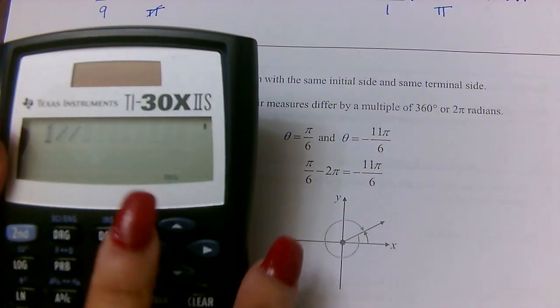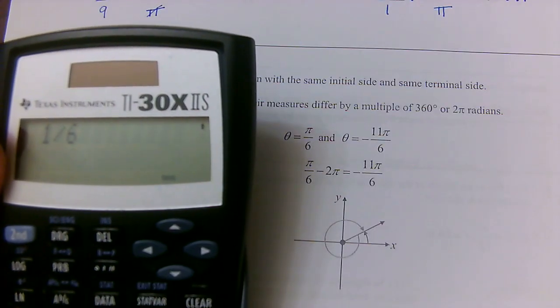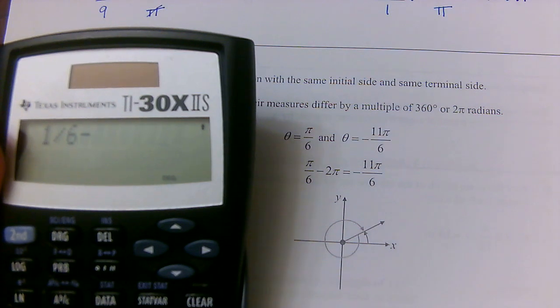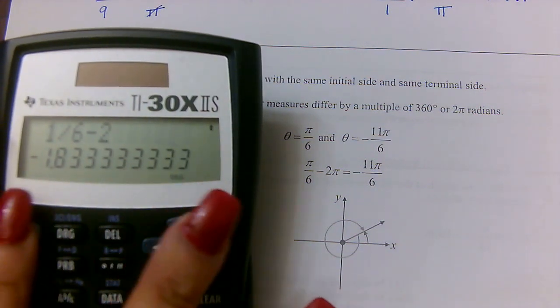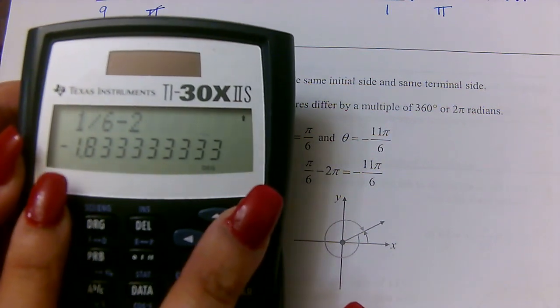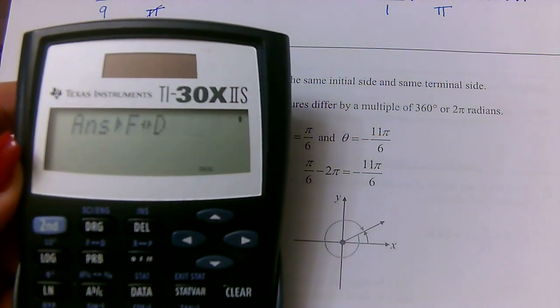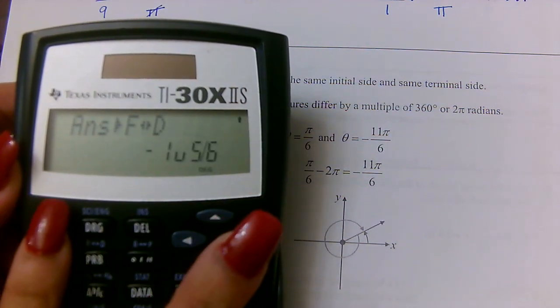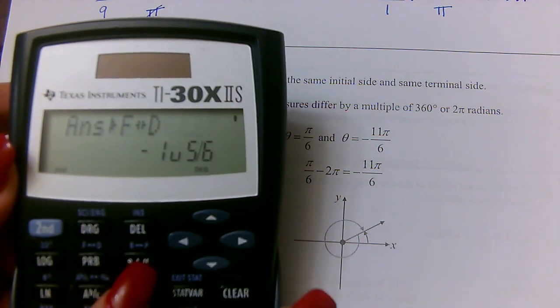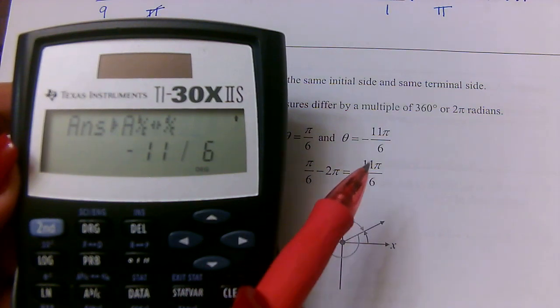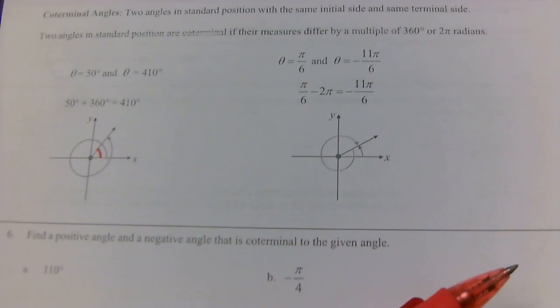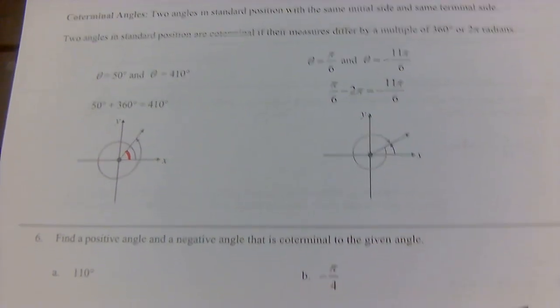1 divided by 6. Subtract 2 pi. So subtract 2. Okay, there you go. Change that to an improper fraction. Second PRB. That changes it to a mixed number. And then second under PRB. That's going to change it to an improper fraction, and there's your negative 11 over 6. Okay, those are coterminal angles.